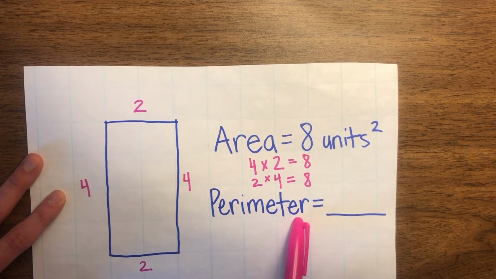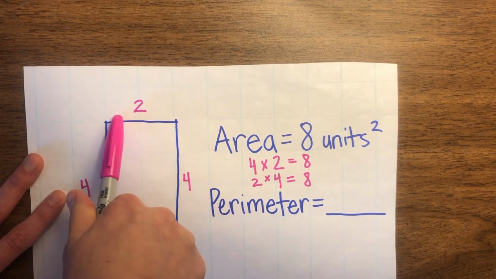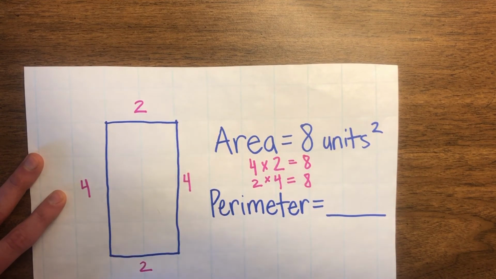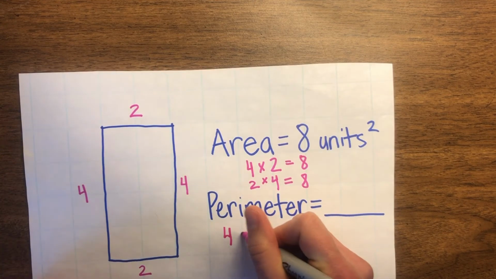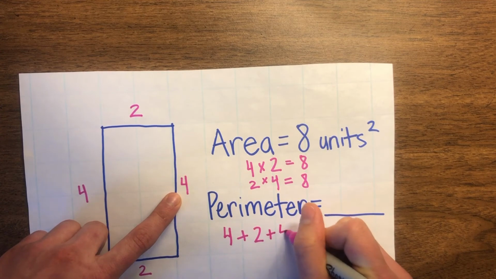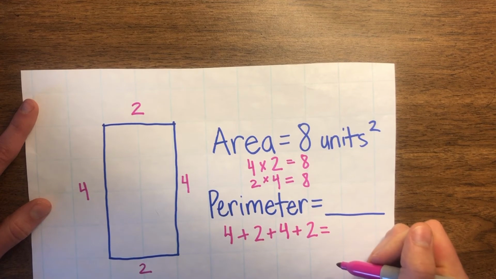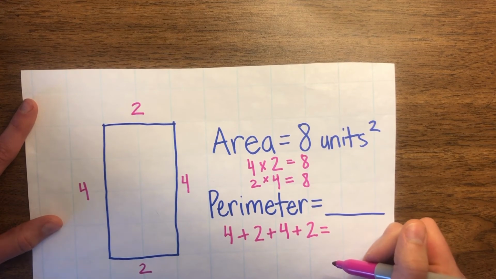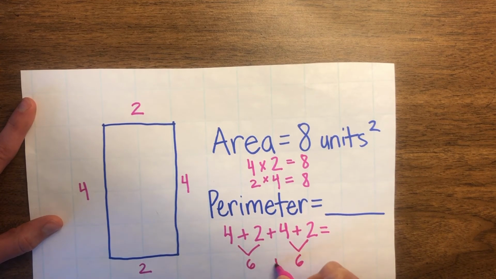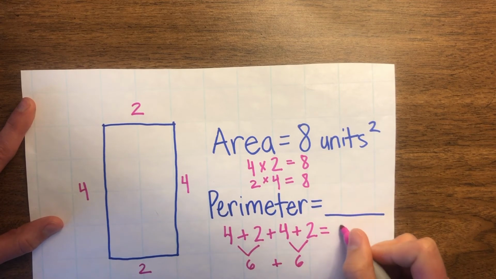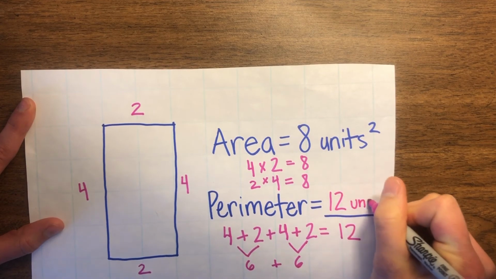The perimeter is, remember, the distance around the shape. All we're doing is measuring how many squares it takes to get around the shape. We're going to do repeated addition to figure this out. 4 plus 2 plus 4 plus 2. If you need to, you can write it down as you go so that you don't get confused. The answer is 12. The perimeter is 12 units.